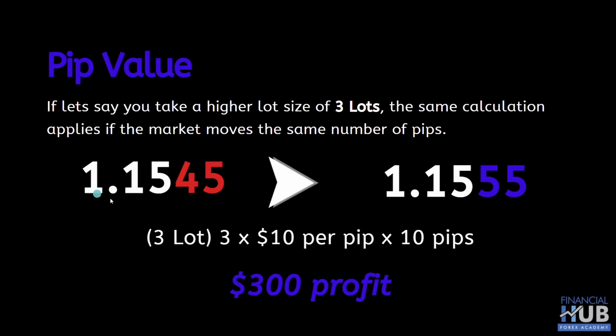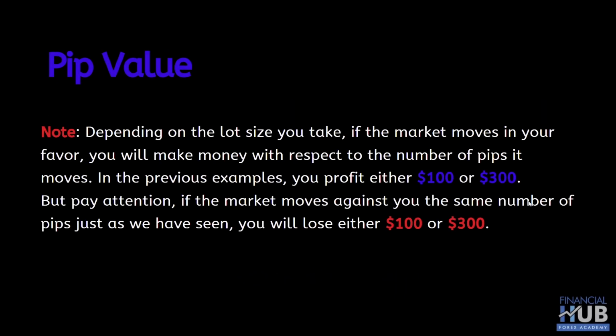So you can see this 1.1545 market moves up 10 pips, okay, to 1.1555. Basically you take that 3 lot, which is 3 times $10 per pip times the 10 pips that the market has moved, and you get your total profit of $300. Okay, so as simple as that, nothing complicated.